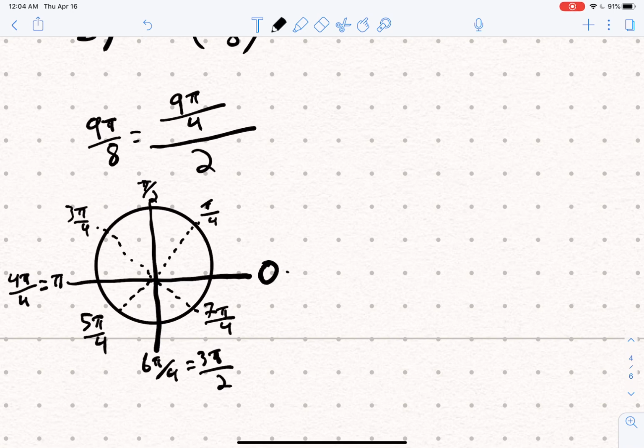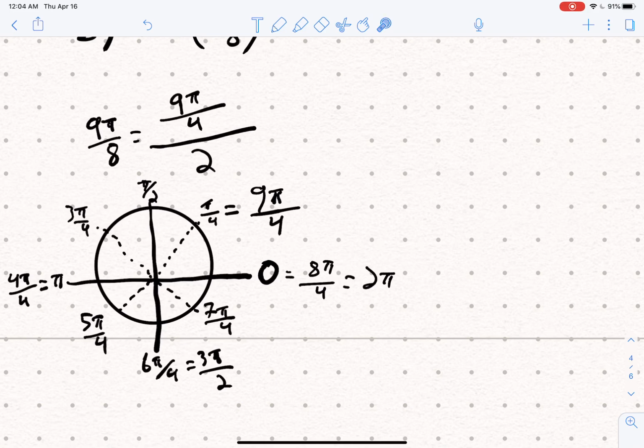And then this one is 8 pi over 4, because 8 pi over 4 is just 2 pi, and that's like once around the circle. And then 9 pi over 4 is as though we've gone all the way around. Here's 1 pi, 2 pi, 3 pi over 4, 4 pi over 4, 5, 6, 7 pi over 4, 8 pi over 4, and another pi over 4 gets us up to 9 pi over 4, which is right here. So 9 pi over 4 is just equal to pi over 4. They're the same angle, yeah?